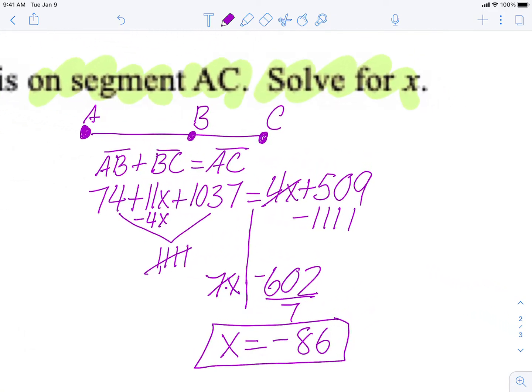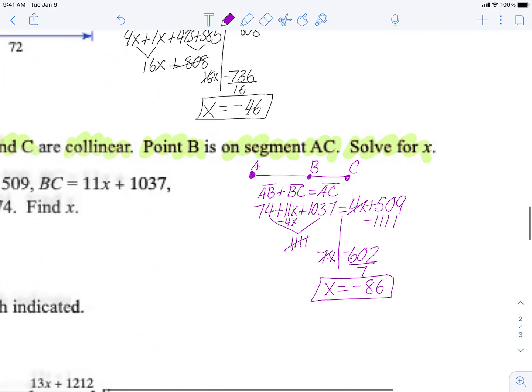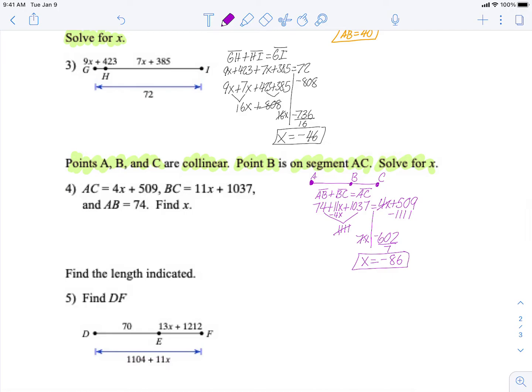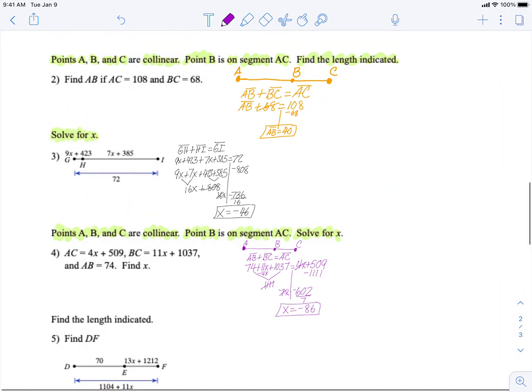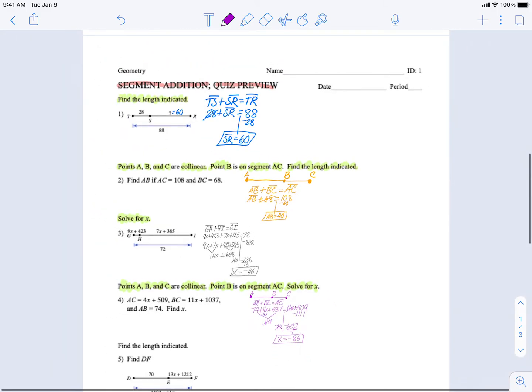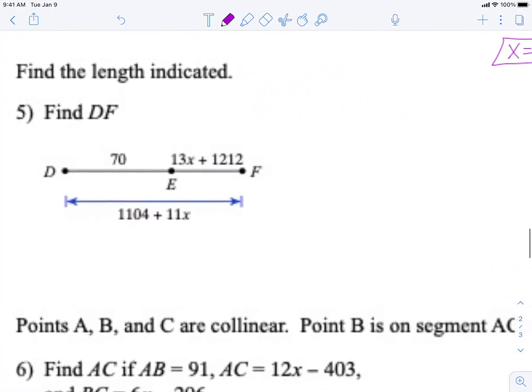I found x. Look, the instruction said solve for x, right? There you go. Look at that. So I have 4 problems done on my quiz preview. Look at that. Let's do 2 more. Number 5 here.